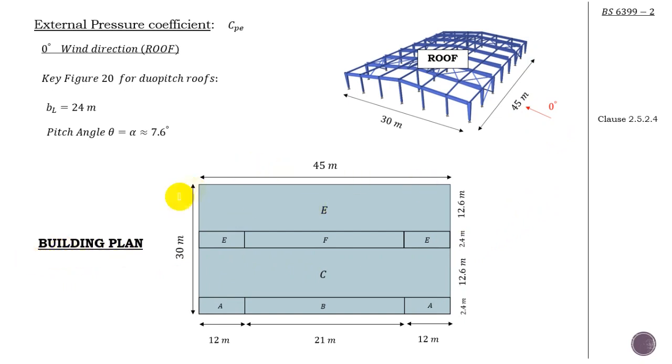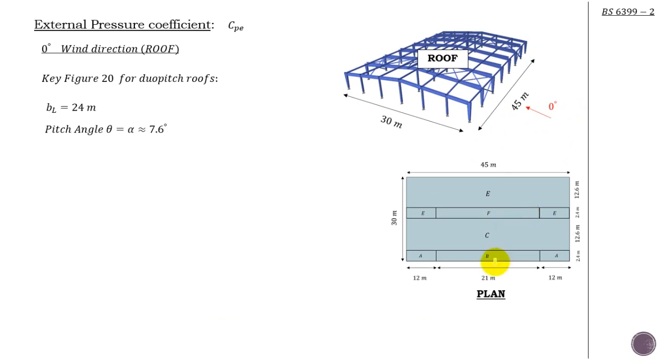So this is the building plan. We have the length of A and the width of A. For B, we have the same story. For C, and this is not E, this is G, and we have E, F, and so on. I've got all the dimensions that we need.